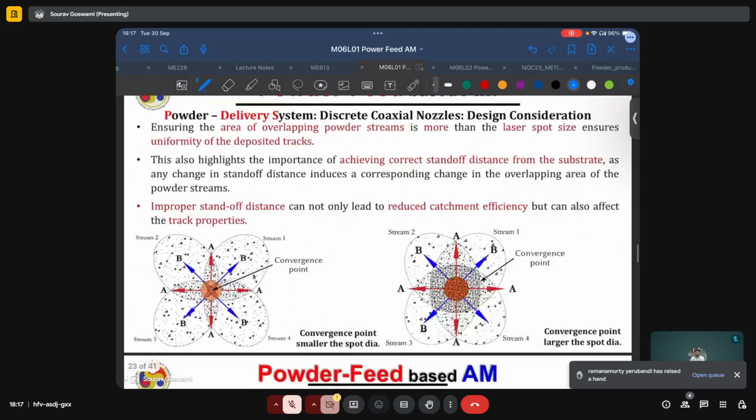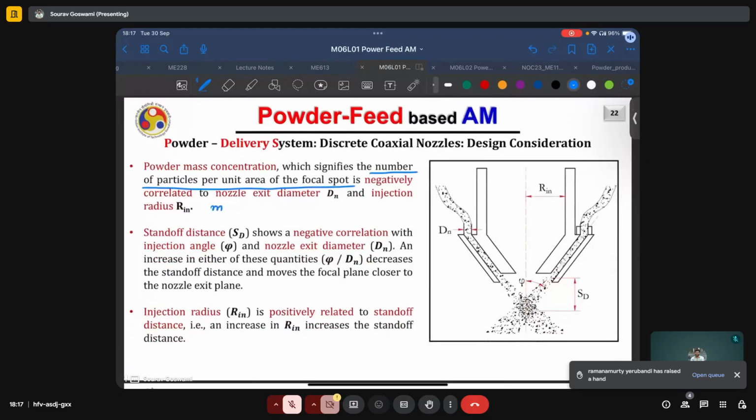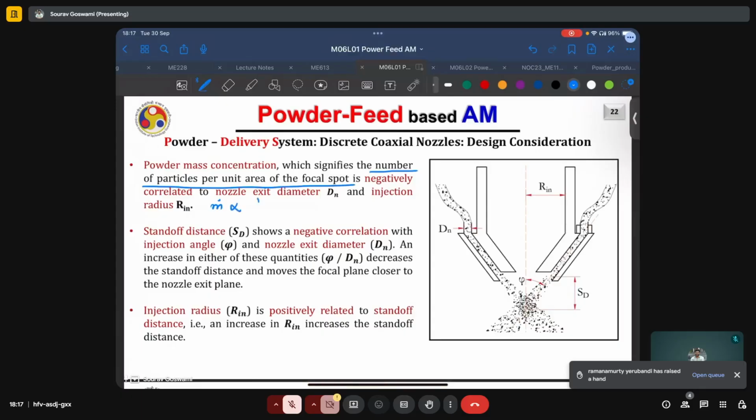So, assuming that this powder mass concentration is denoted by m dot, m dot is negatively correlated or inversely proportional to nozzle exit diameter and inversely or negatively correlated to the injection radius. Injection radius in this case is this quantity depicted here, which is half the central nozzle diameter, and dn is the nozzle exit diameter corresponding to these tubes as shown here.